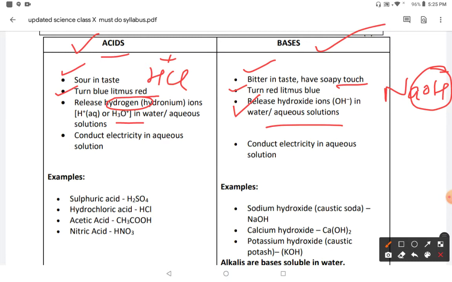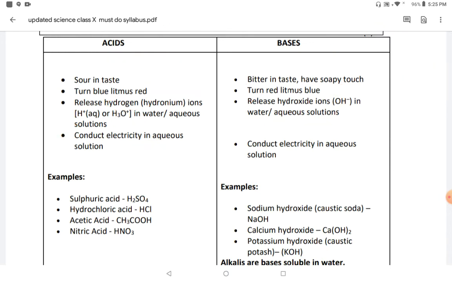Acids conduct electricity in the aqueous solution, and bases also conduct electricity in the aqueous solution because they contain both hydrogen ions and OH negative ions. But it depends upon the strength of the ions, which ions are more. If H ions are more, then they are acids. If OH negative ions are more, then they are called bases.